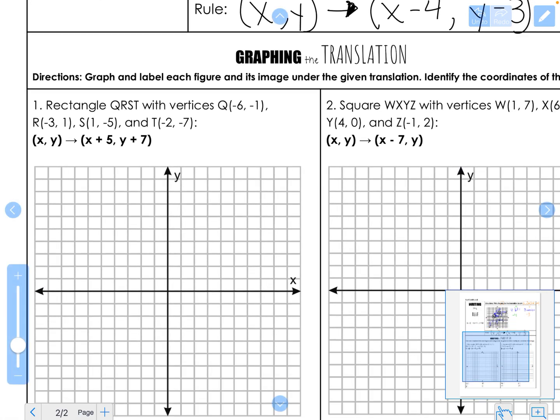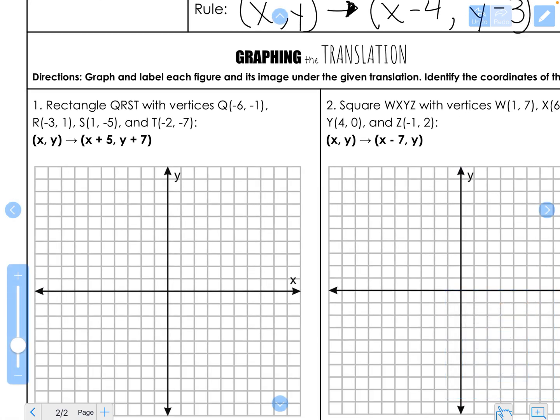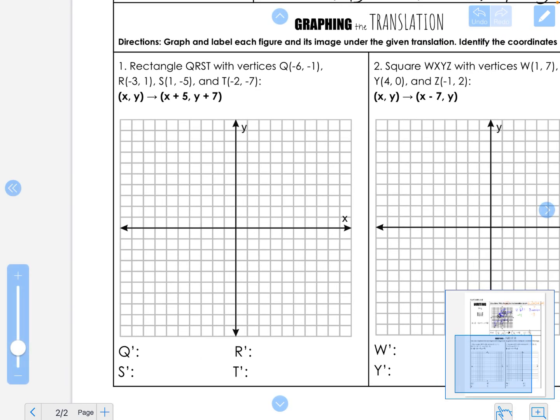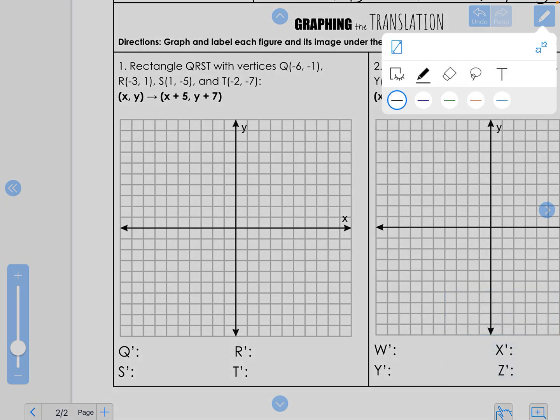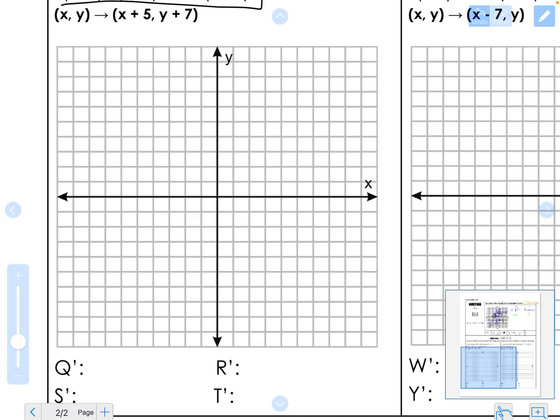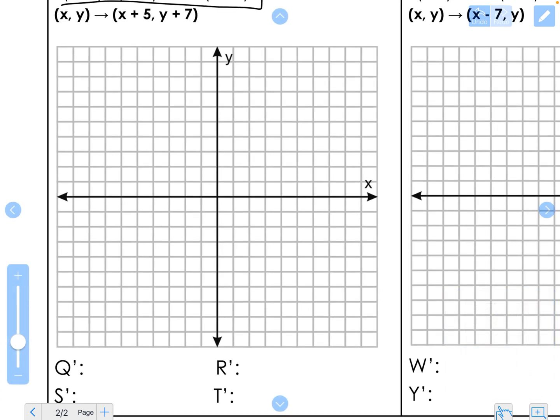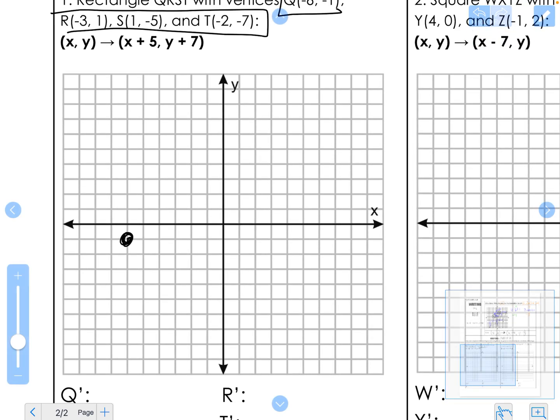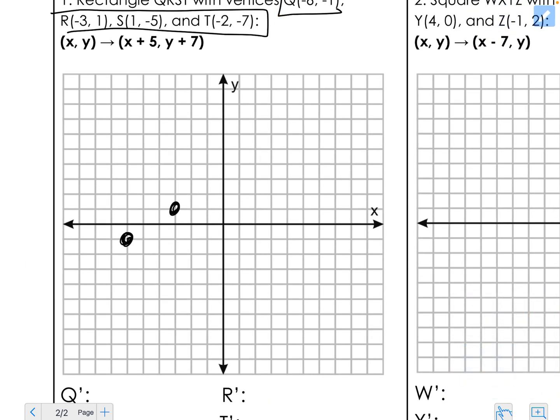Now let's look at when they give us the rule, how we can graph this and figure out the endpoints. If they give us coordinates, we're always going to plot those coordinates. So Q is negative 6, negative 1. R is negative 3, 1. S is 1, negative 5. And then T is negative 2, negative 7.